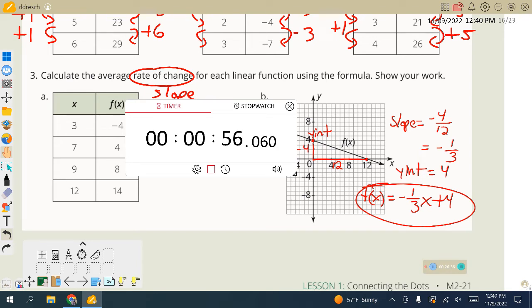Put it into function form, ax plus b. Nothing new. Don't wait on us.